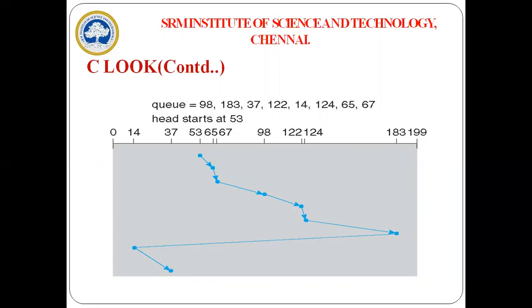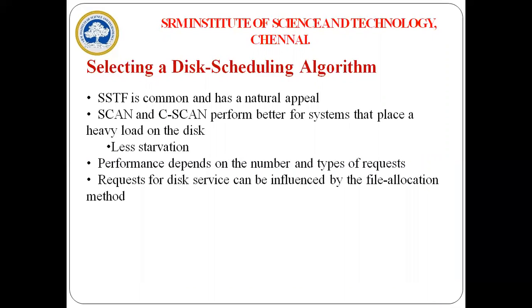In each and every algorithm, we saw some advantages as well as disadvantages. So now how are we able to select the best disk scheduling algorithm? If you see SSTF, comparatively to first come first serve, it gives better performance, but we cannot say that out of all the 5 this is the best one, right? If you take scan and C scan, they give better performance for your system, but they place a heavy load on your disk. Especially in the scan algorithm, the starvation problem comes. So what is the starvation problem? If any request comes and waits a long time, the waiting time is very high in the scan algorithm. That is called the starvation problem.